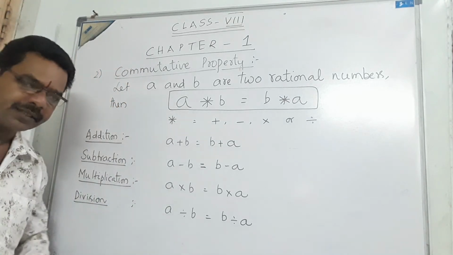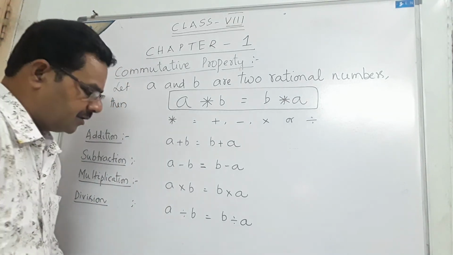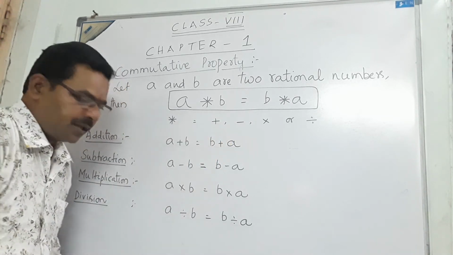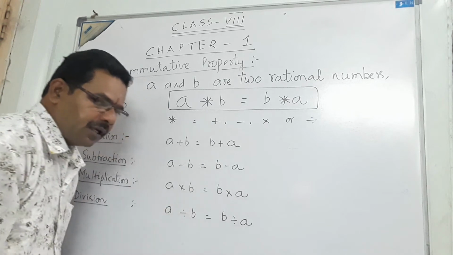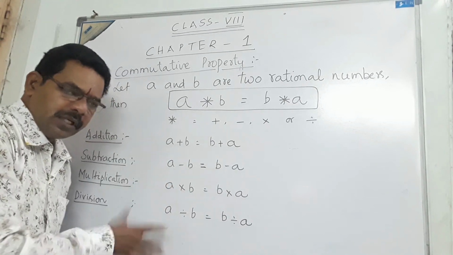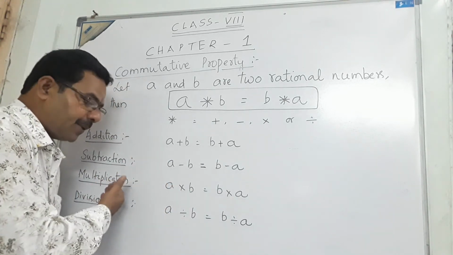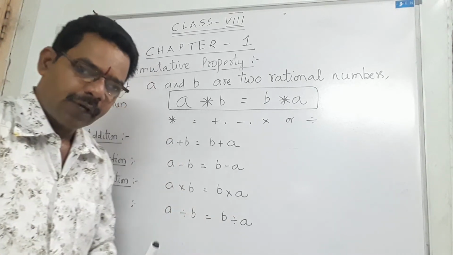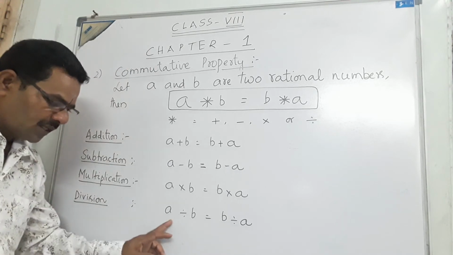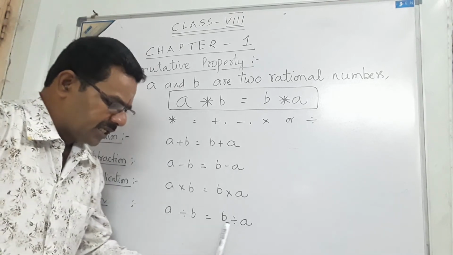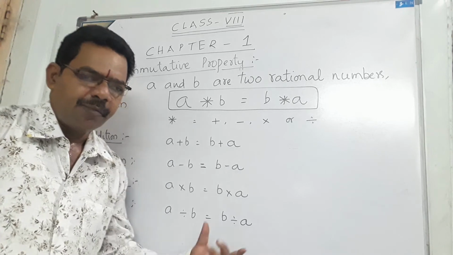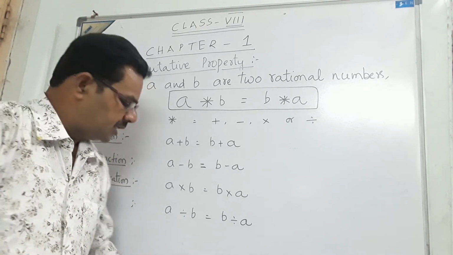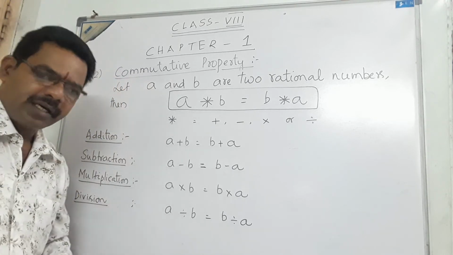Next, coming to multiplication, the third basic mathematical operation. Instead of a star b we are taking a into b. A into b is equal to b into a. This should hold, and only then can we say that multiplication is following the commutative property. Otherwise it is not following. Okay, coming to division: a divided by b is equal to b divided by a. If both are equal, LHS equals RHS, then we can say this property is following under division.